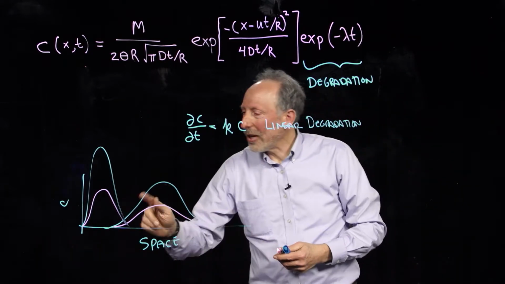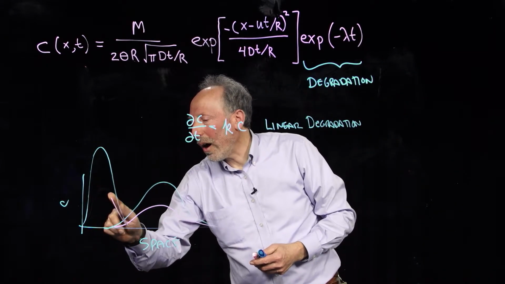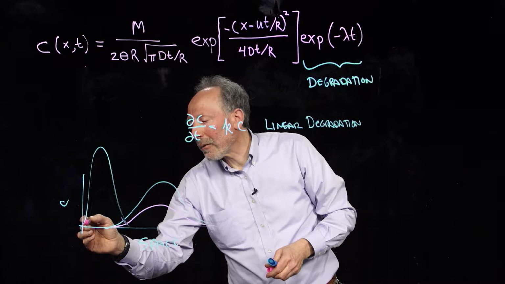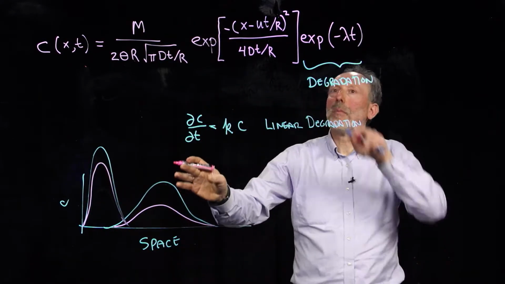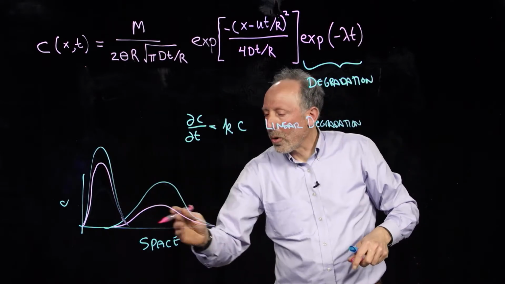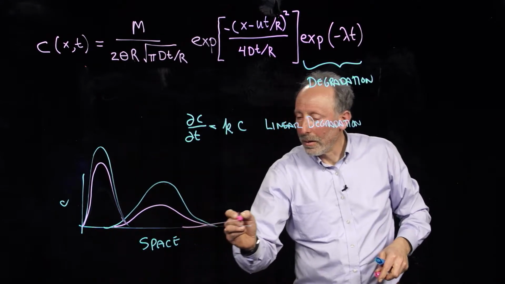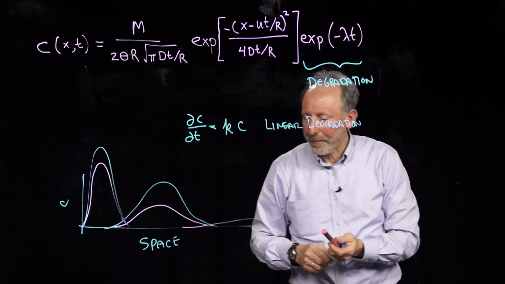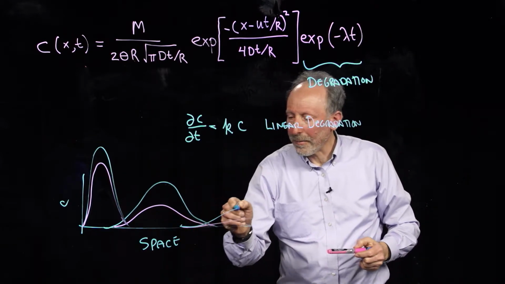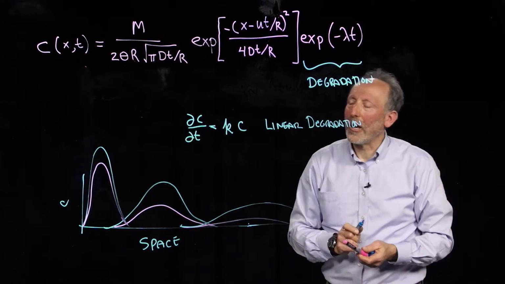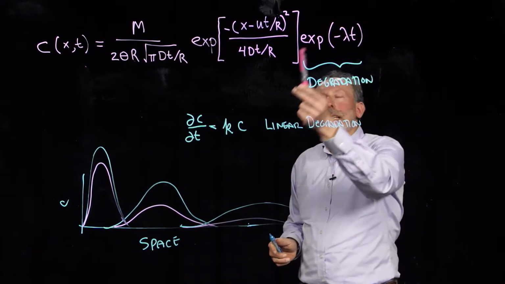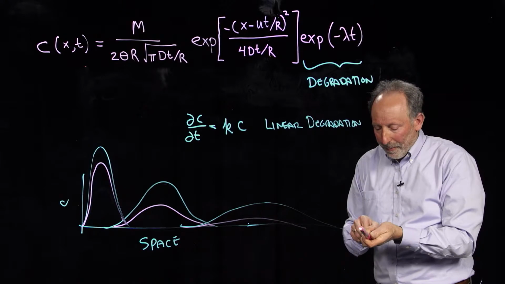Notice that I should have drawn this one a little higher. Why? Because it hasn't been exposed to degradation as long. So this degradation multiplier is getting more and more influential as time goes on. Our undegraded plume might be higher, but our degraded plume might be very, very low. So that's the simplest way to describe degradation.